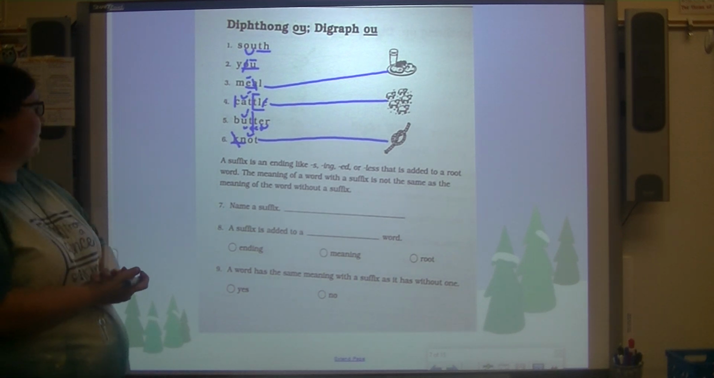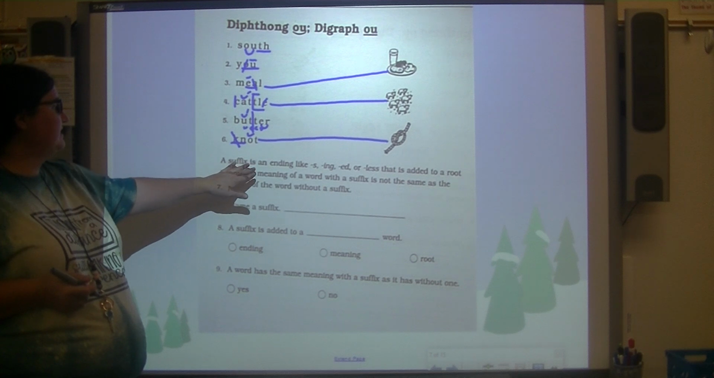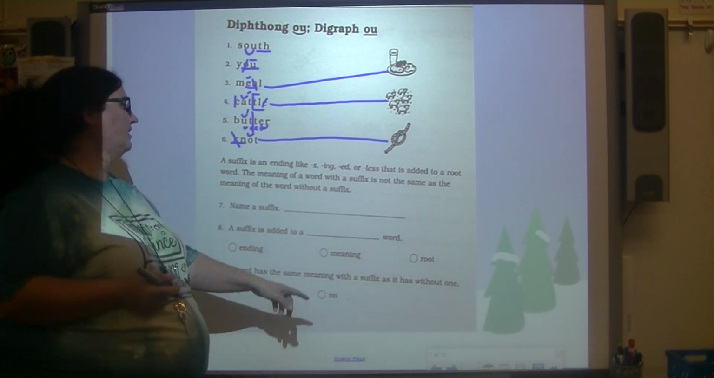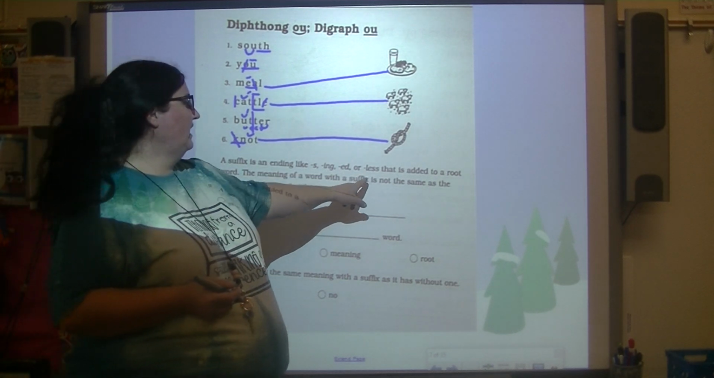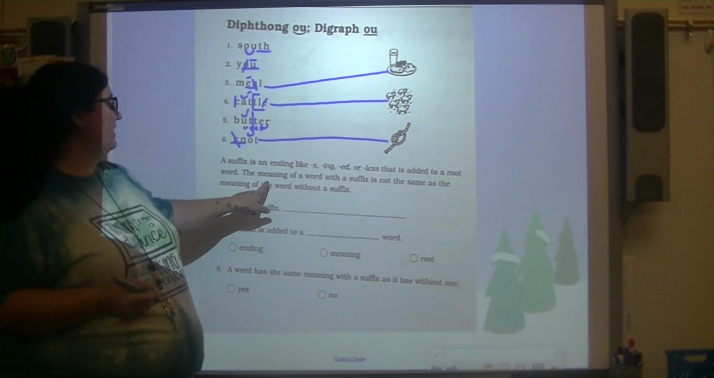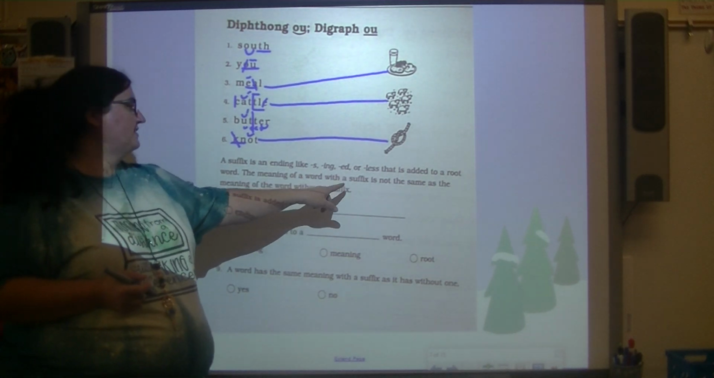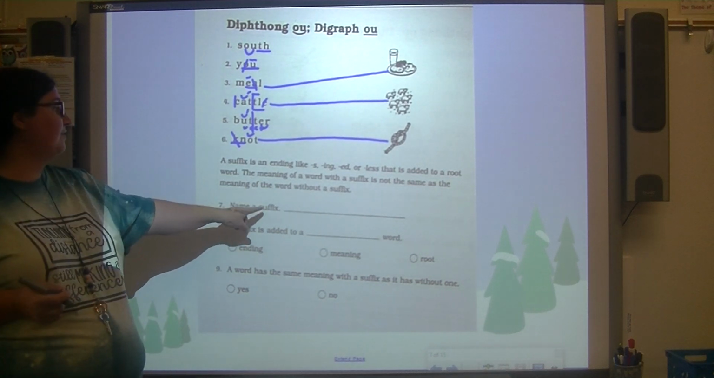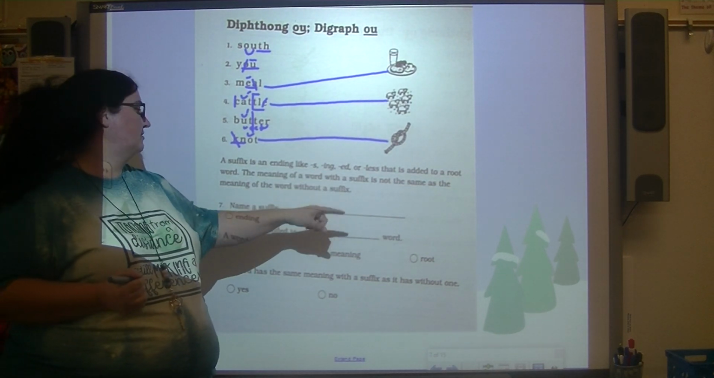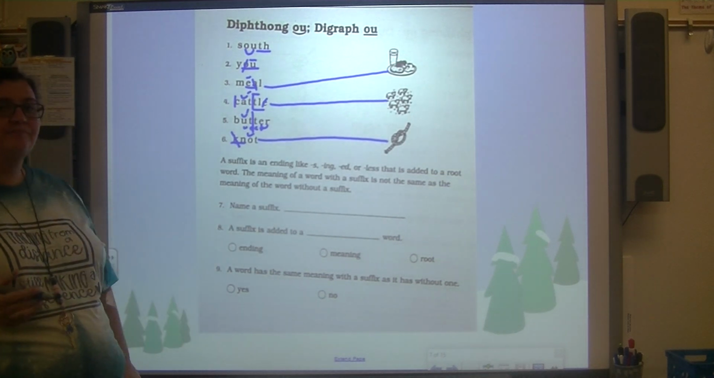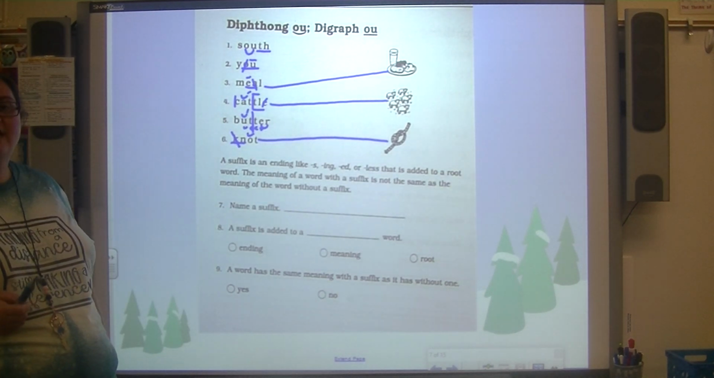All right, the next part. A suffix is an ending like S, ING, ED, or less that is added to a root word. The meaning of a word with a suffix is not the same as the meaning of the word without a suffix. Name a suffix. Underline where you could find a suffix.